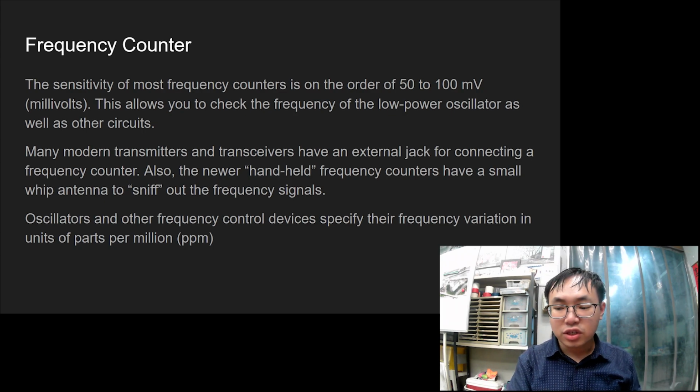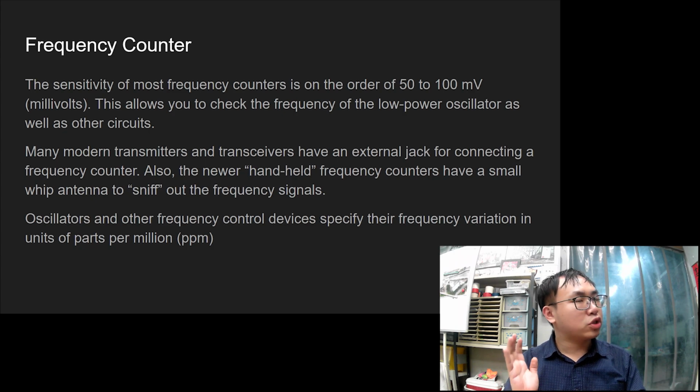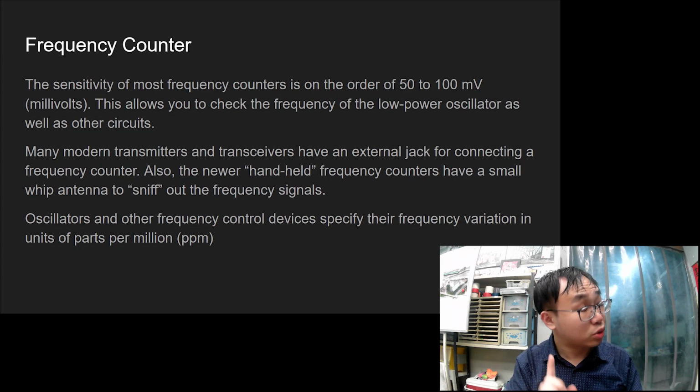So for example, if you have two signal sources using two different frequencies, the frequency counter will just give you the one having the highest signal strength.